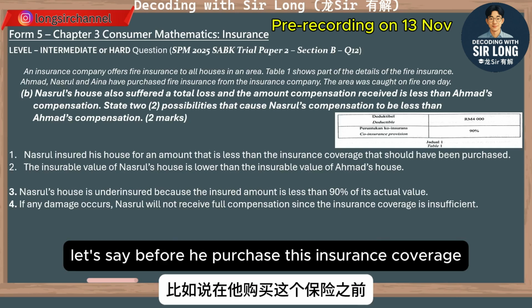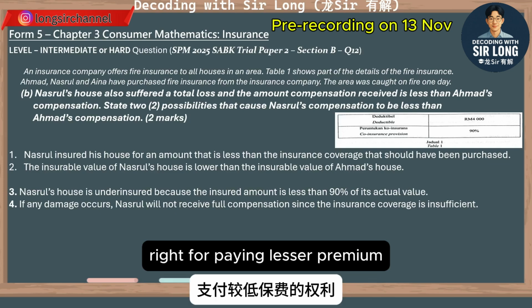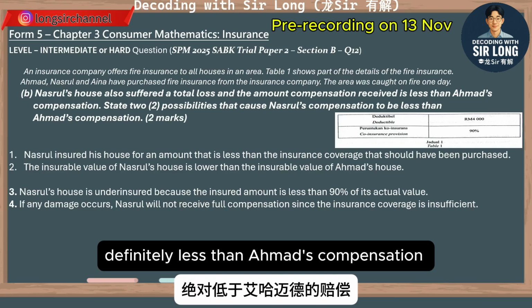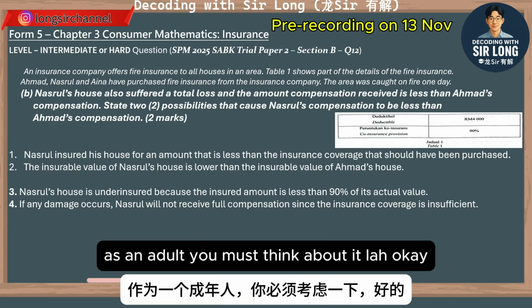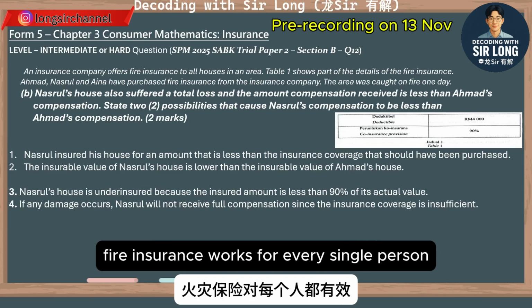So that means, let's say before he purchased this insurance coverage, if he purposely chose the lesser insurance coverage for paying a lesser premium, of course the loss he is supposed to bear is definitely less than Ahmad's compensation. So of course, as an adult, he must think about it. So that's how fire insurance works for every single person.